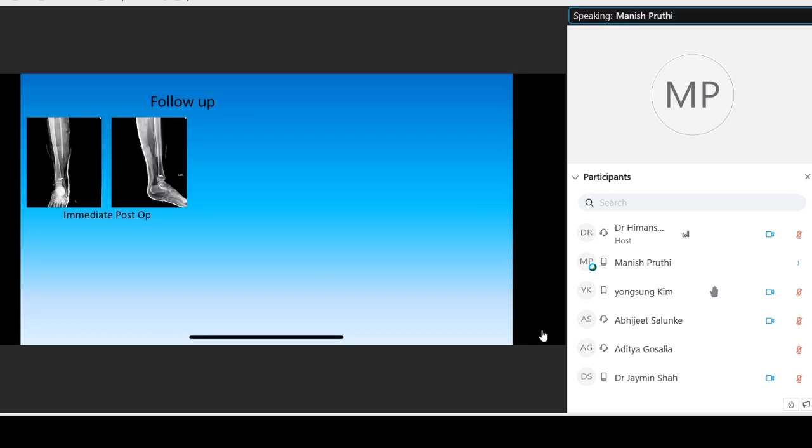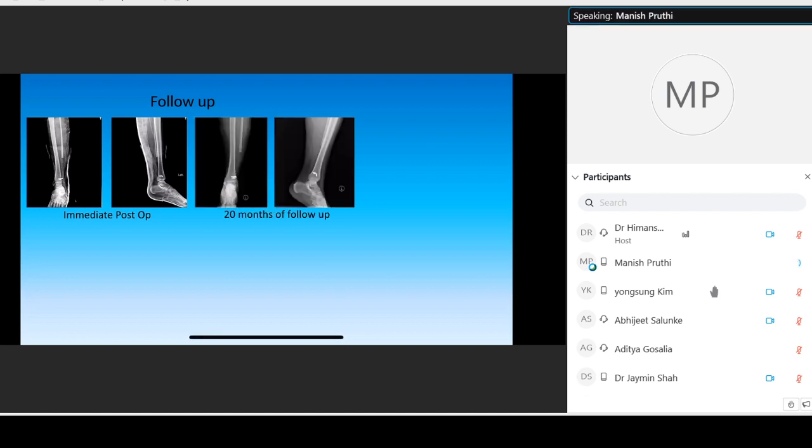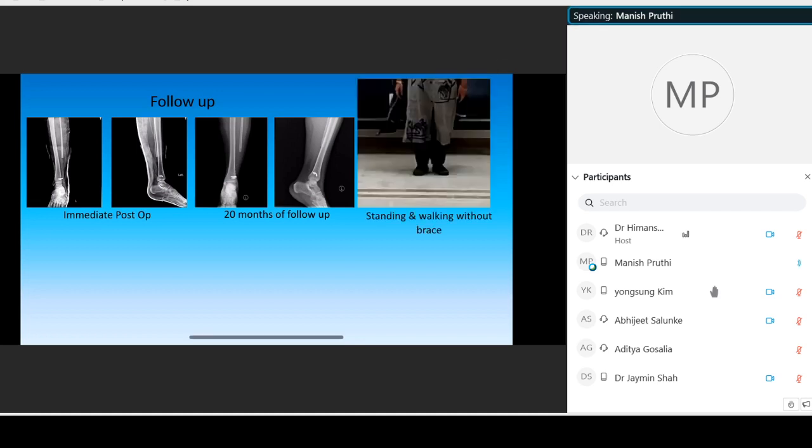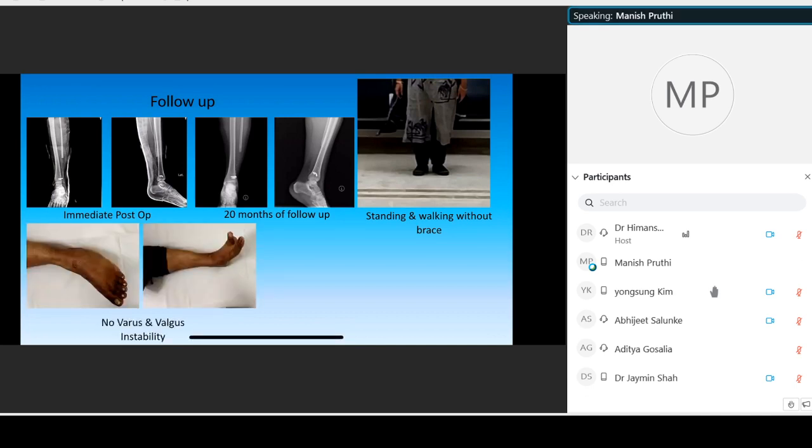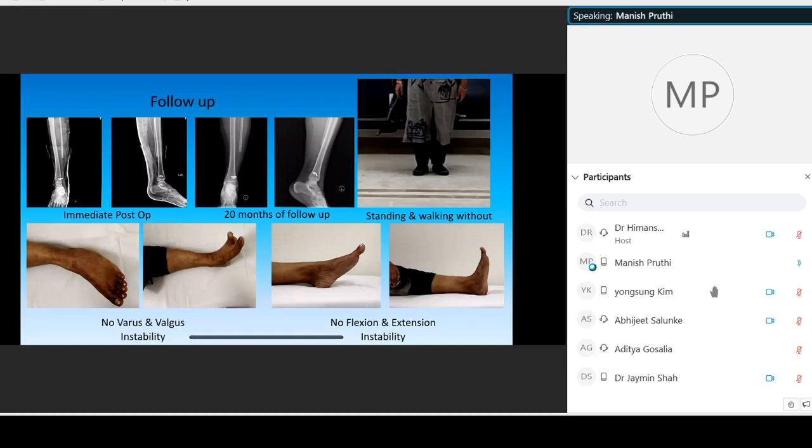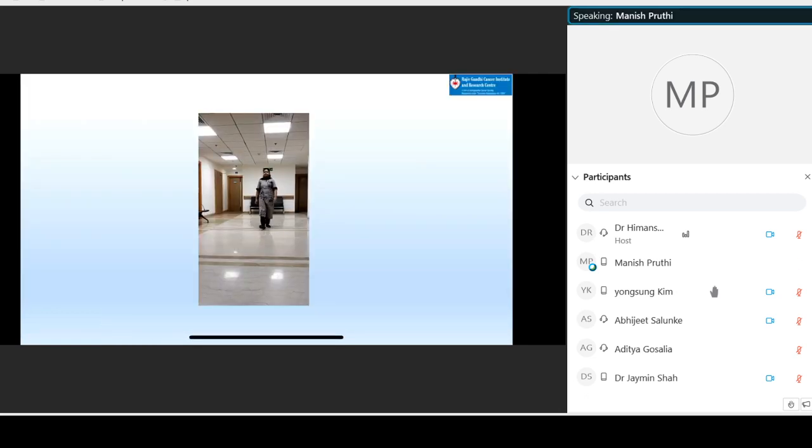For the follow-up, immediately post-op we can see that the ankle was aligned normally. This is at 18 months follow-up, and the alignment was still maintained. And this is the patient weight bearing at the end of 20 months follow-up. We can see that there is no varus valgus instability and no flexion extension instability even after 2.5 years of follow-up. This is our patient walking.